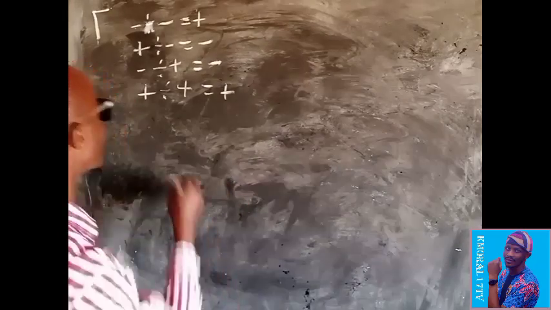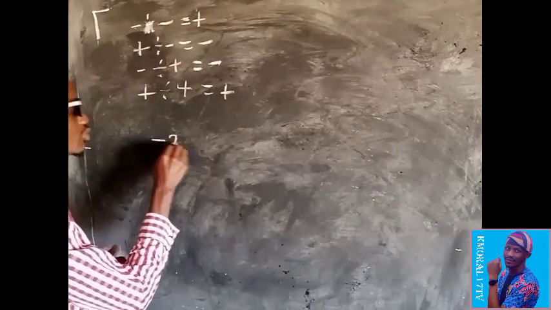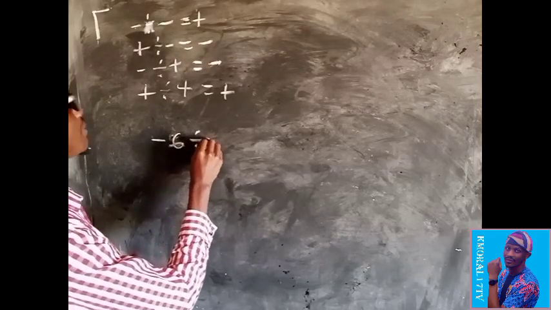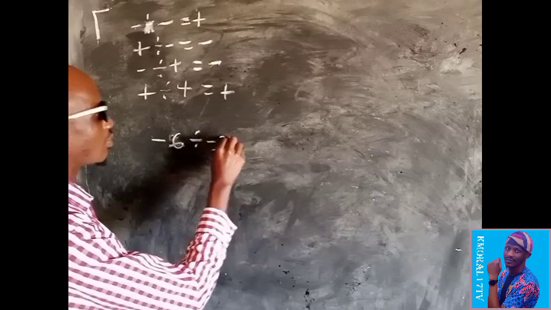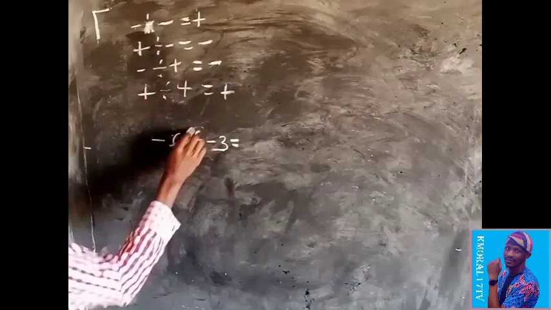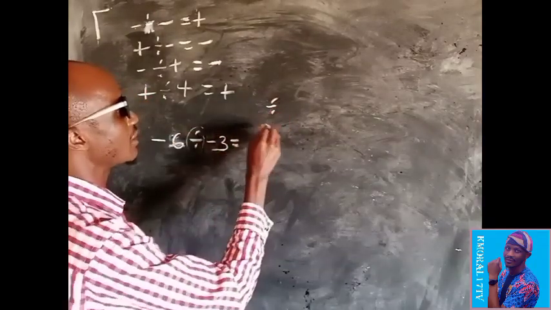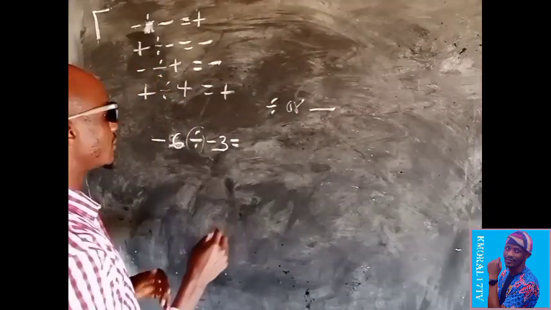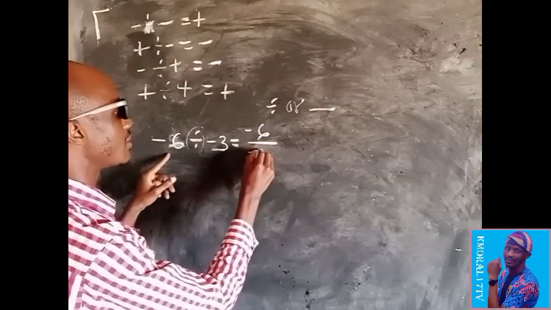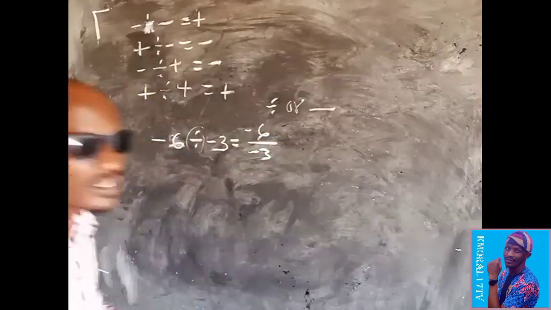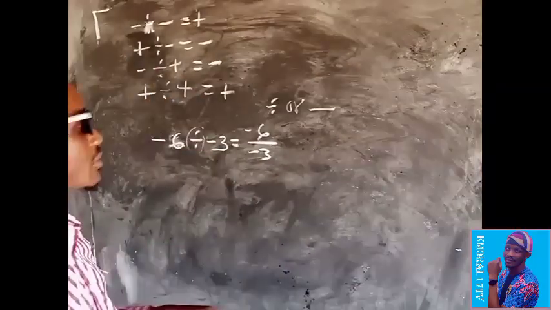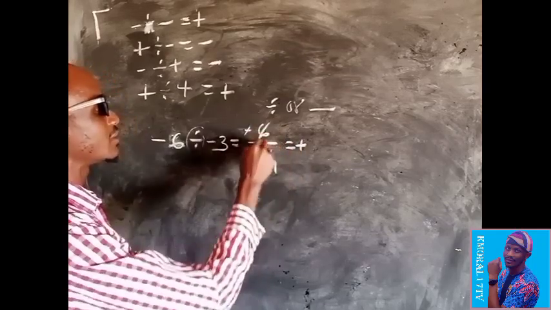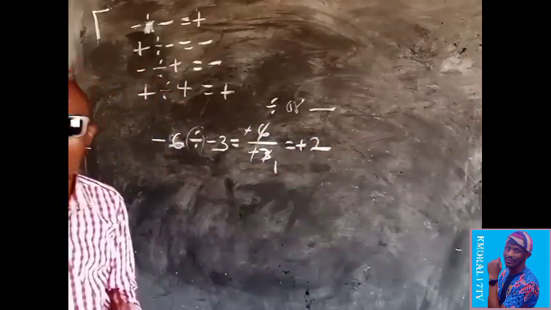Now let's apply it. By the time I say minus 6 divided by minus 3, what will be our answer? This division sign you see here is still the same thing as this one, over. So we have minus 6 over minus 3. And do not forget, the rule says minus divided by minus gives you plus. So it will not be minus cancel minus; that one will give you plus. 3 in 6 will be 2. So the answer is plus 2.